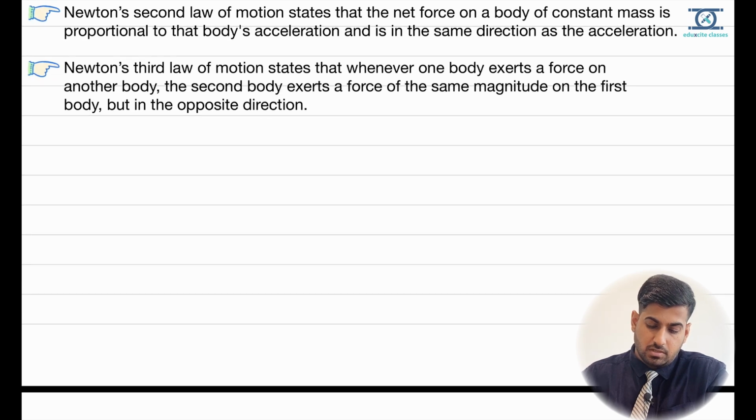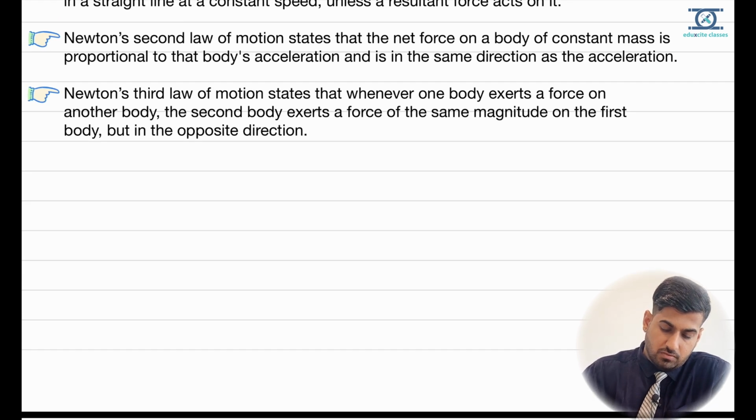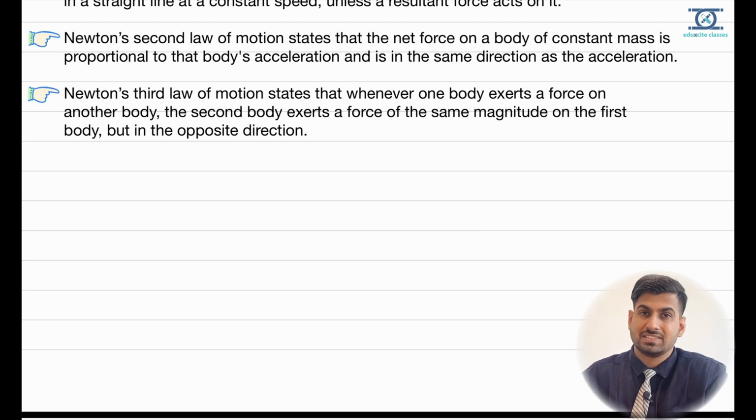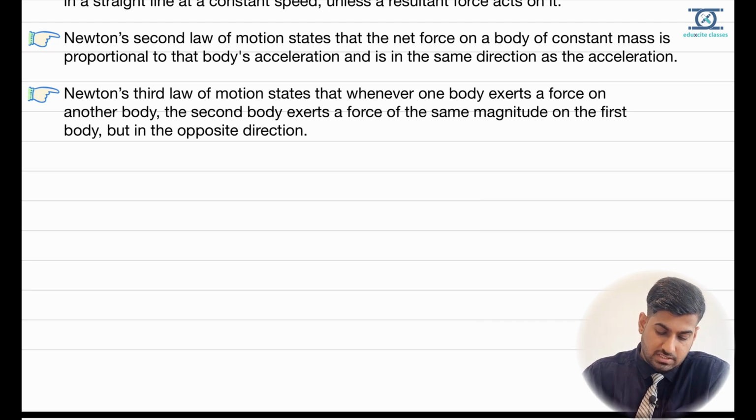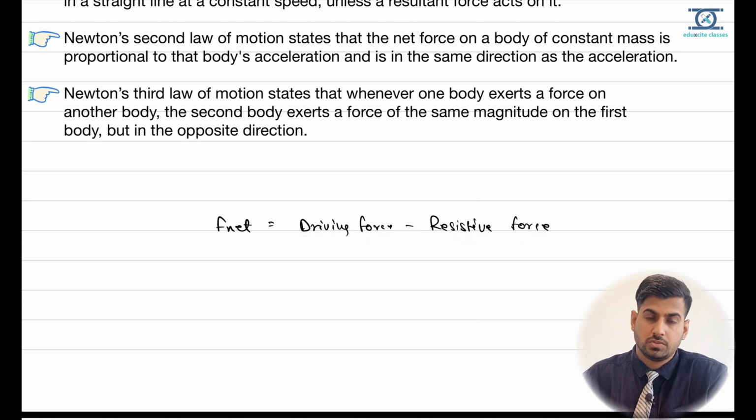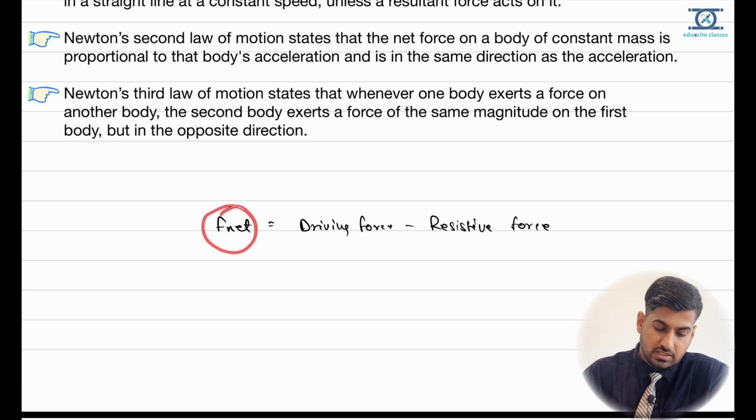Now in this particular video, I will be using one equation for Newton's second law, which says that F net will be equal to driving force minus resistive force. Why I am saying this is because I will constantly be using these terms throughout my videos, so you should be aware of what this stands for.